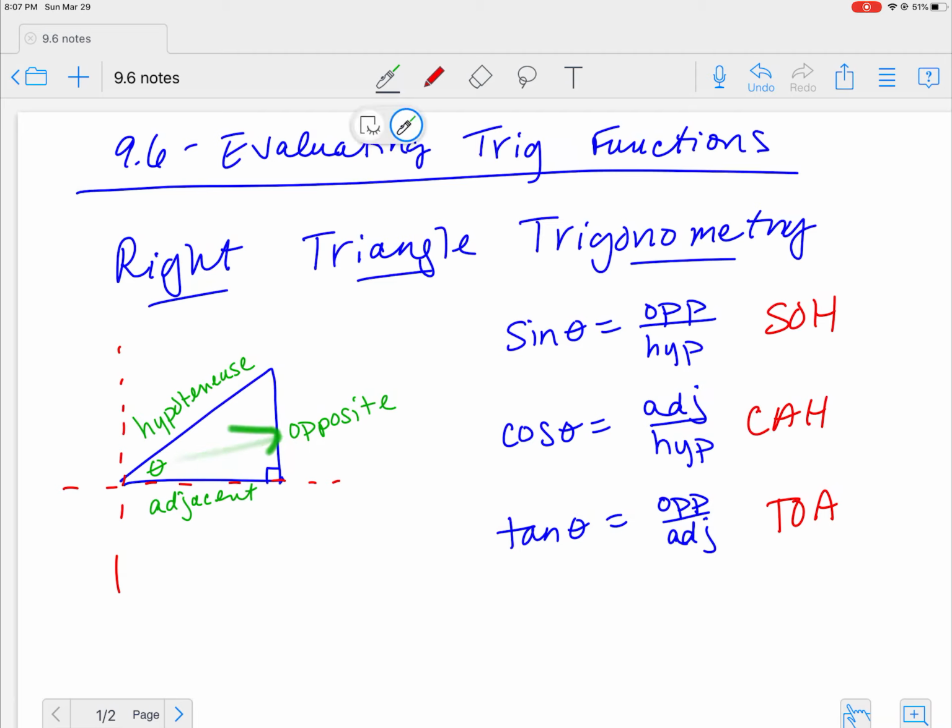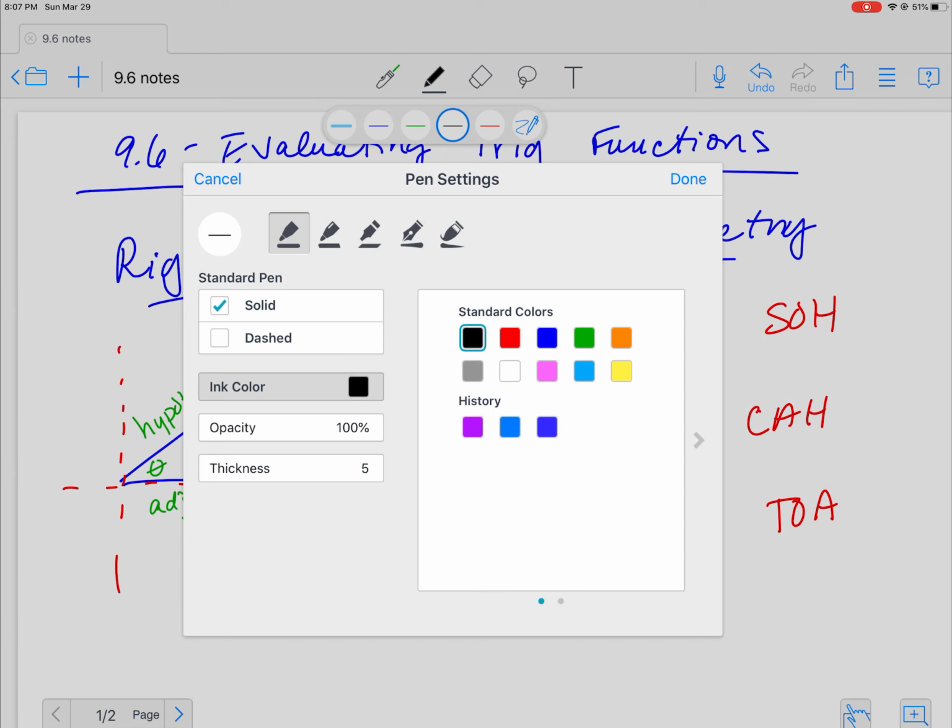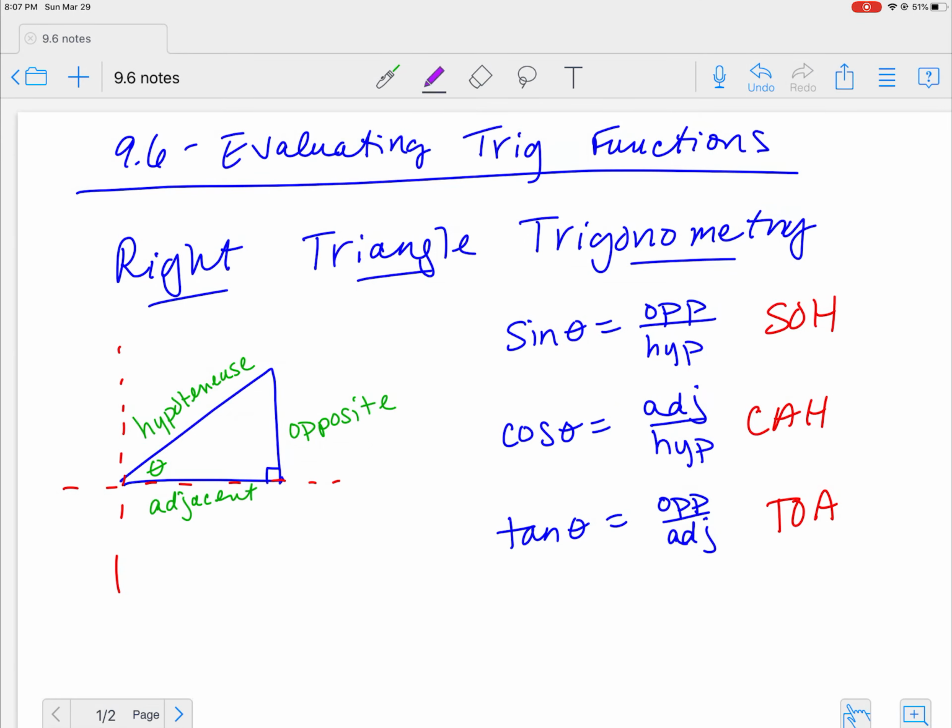If you have those basic identities down like we talked about at the very beginning, it always correlates. If I were to have this in standard position, in standard position my opposite is my y value over r, so y over r. That's the relationship with 9.5 that we just covered. Now, here's the beauty of right triangle trigonometry: it doesn't have to be in standard position.